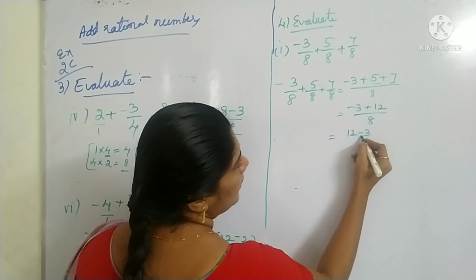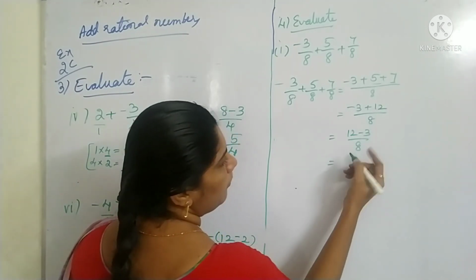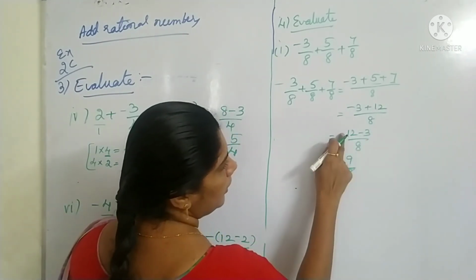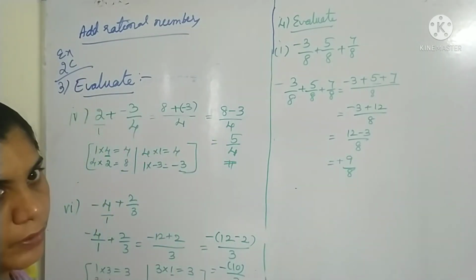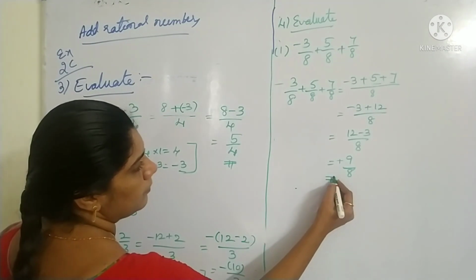Next, 12 minus 3 by 8. 12 minus 3 means 9. 9 by 8. The bigger number's sign is plus. So you get plus 9 by 8. This is your answer.